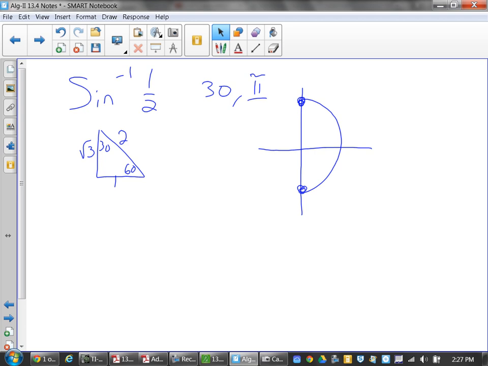Pi over 6. There you go. That's all it is. Because I'm looking for, within this parameter between negative pi over 2 and pi over 2, what angle has a sine of 1/2? Pi over 6. That's all that means. Okay?